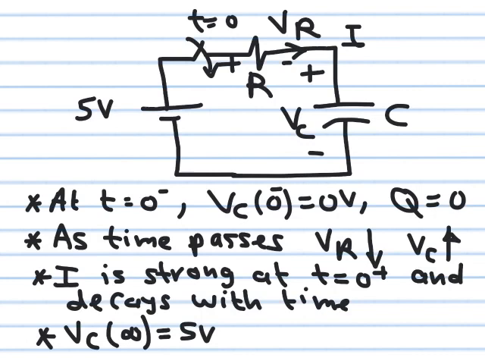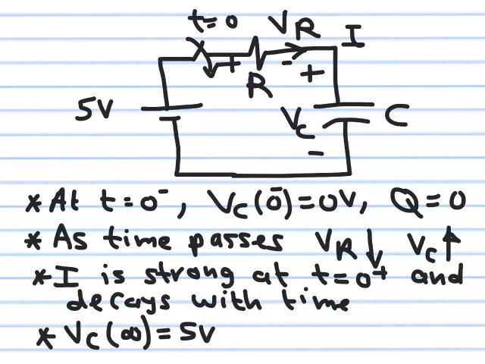Just before you close the switch, we call this time zero minus. Just before you close the switch, there was no voltage across the capacitor, and this is what this expression is saying, which means that there was no charge across the capacitor. Remember, Q is equal to CV. So if the capacitor voltage is zero, the capacitor charge is zero.